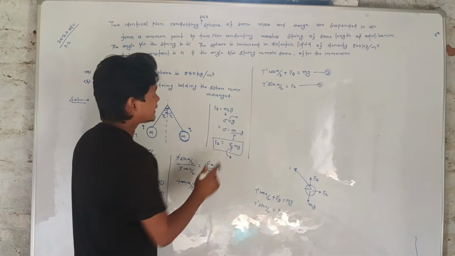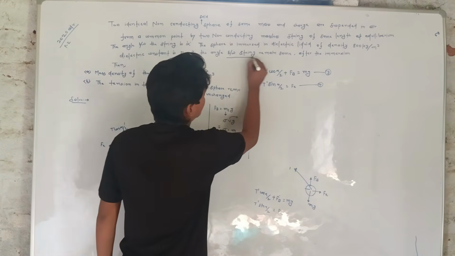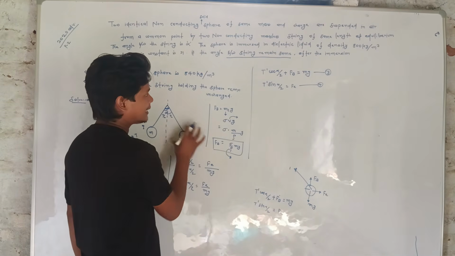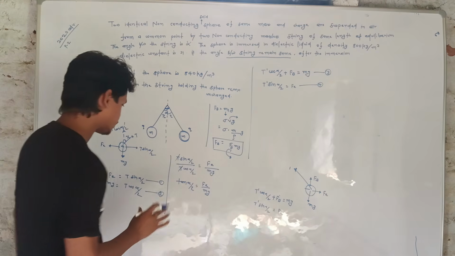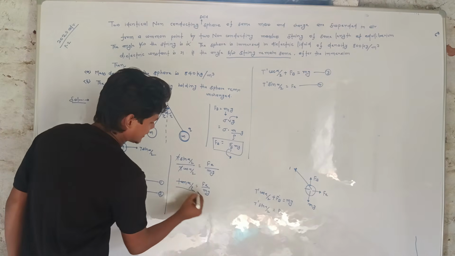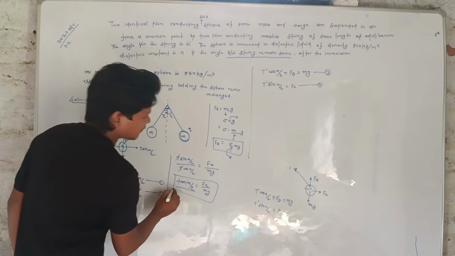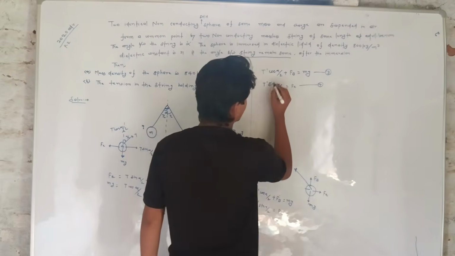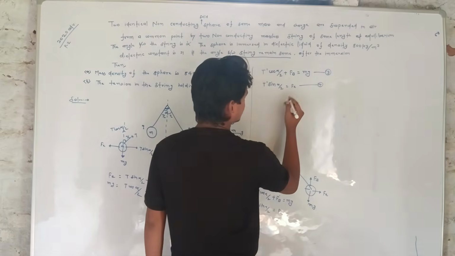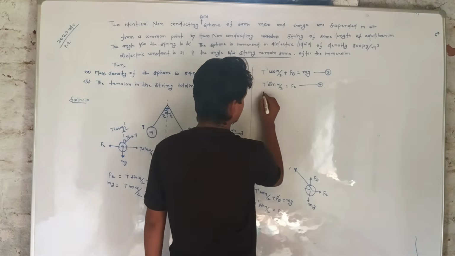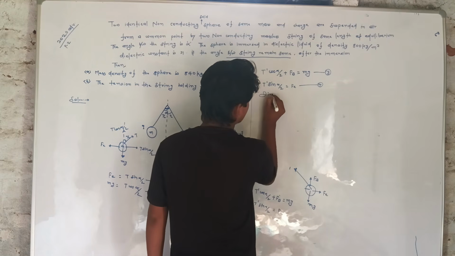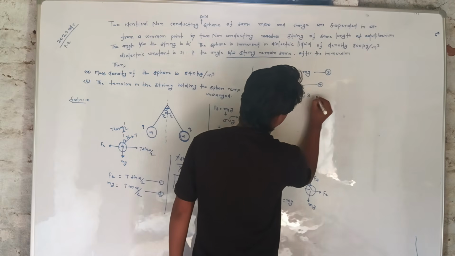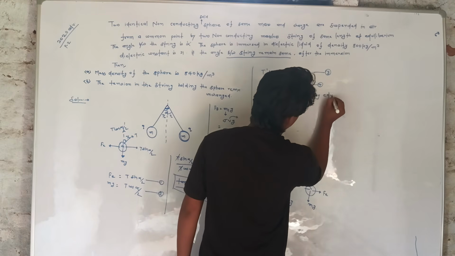There is a condition: the angle remains the same in both situations, in air and in liquid. So we can first calculate the angle. Tan alpha by 2 in air is Fe upon mg, and similarly we can also calculate tan alpha by 2 in liquid. So we divide equation 4 by equation 3.